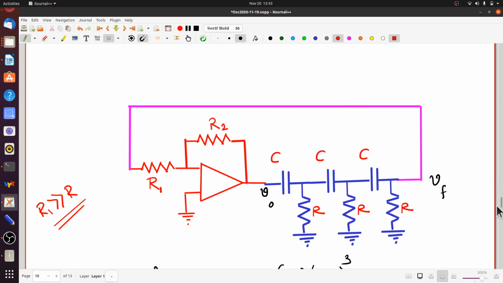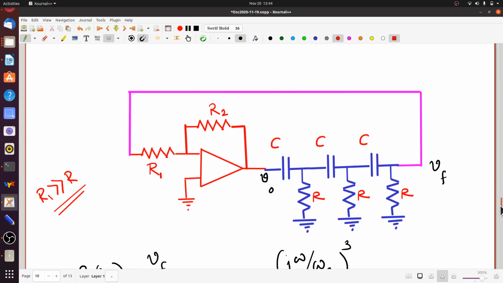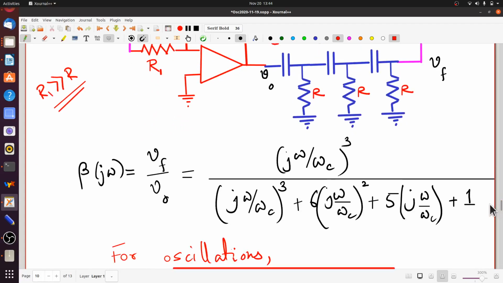Now the calculation for beta for this, which is VF by VO, is a standard straightforward calculation using standard AC circuit methods. Just series parallel calculations. However, it's a bit lengthy and I'm not going to work it out for you. I'm just going to tell you what the answer is. The beta, which is VF by VO, turns out to have an expression like this. I would urge you to try calculating this yourself.